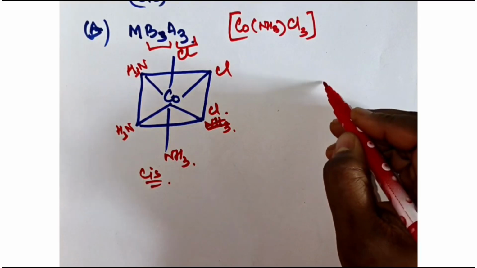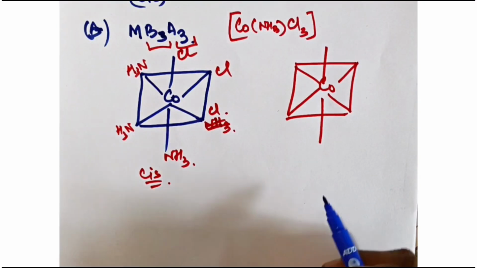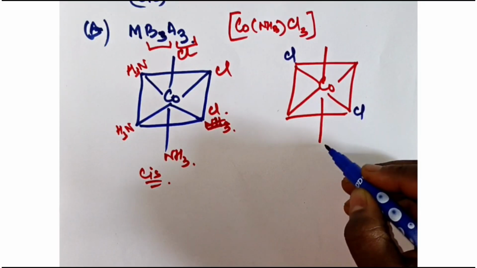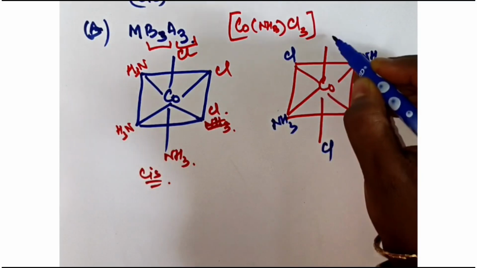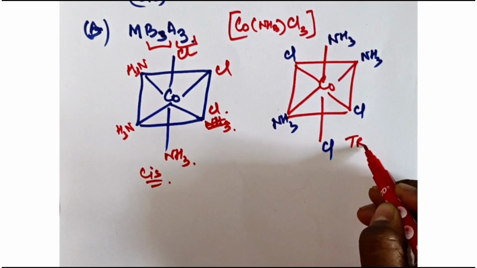And what will be the trans? You draw this octahedral complex of six ligands. So in the trans one, what happens? One ammonia molecule will be on the other side. So this is your trans one.